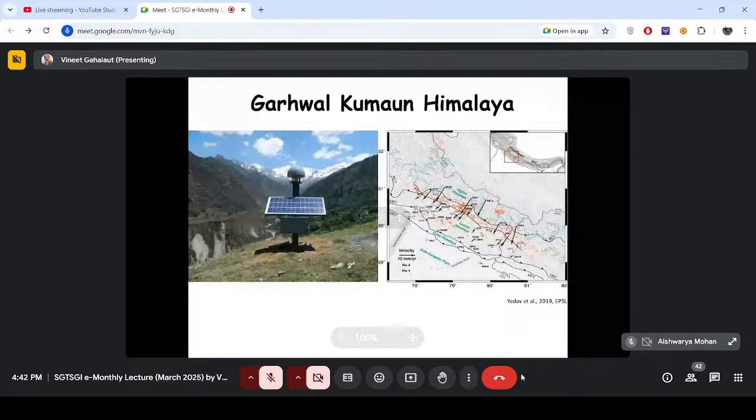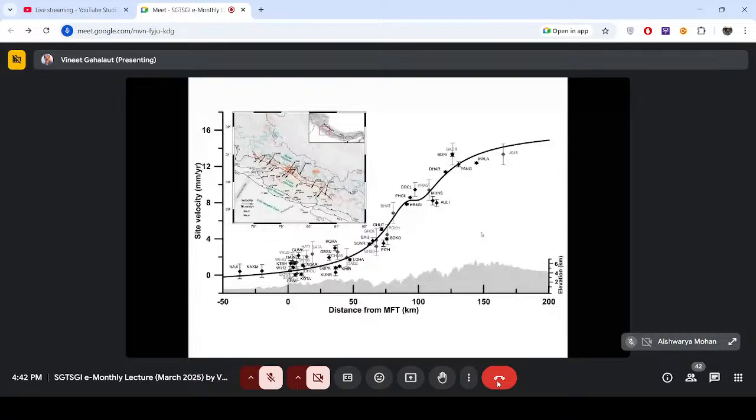So if you take a profile here and plot it, can you see the graph now?